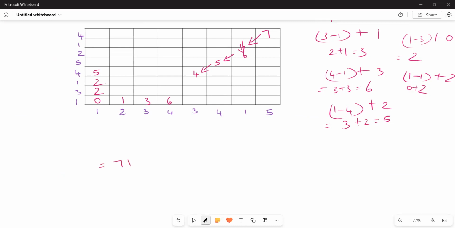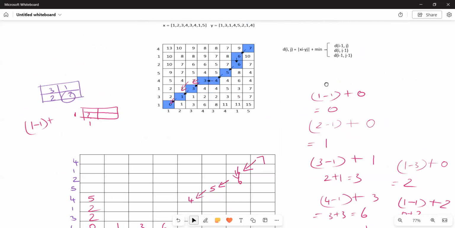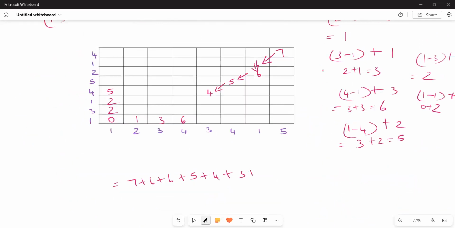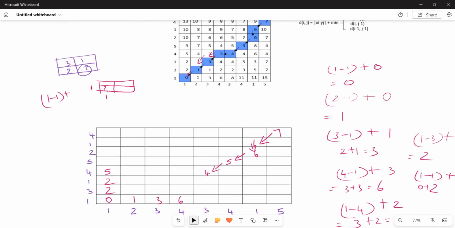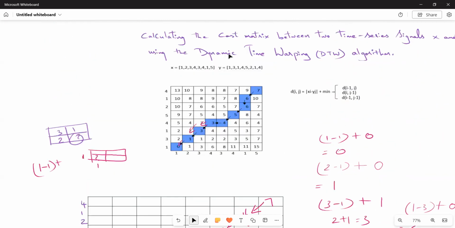Okay, your 7 from 7 to 0. All your minimal values. Okay, 4. Okay, you are going to add your 0 here and divide it by the sum of all the values. Okay, so it's 9 and then you get your answer. Okay, this is how you find your cost matrix and you're using your DTW algorithm.